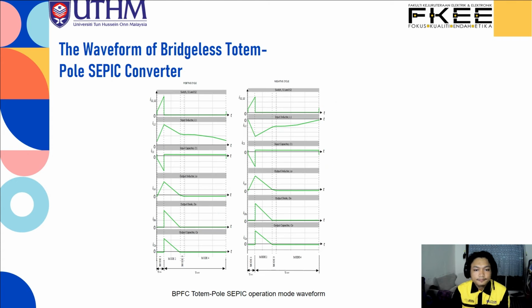Okay, next, this is the waveform of the bridgeless totem pole Sepic converter. There are four modes in this one. When the switch is on, it is in mode 1, and when the switch is off, it goes to modes 2, 3, and 4. On the left side is the positive cycle, and the right side is the negative cycle.